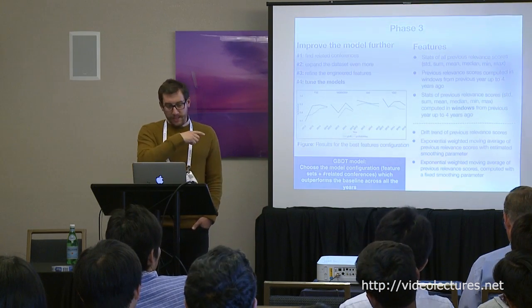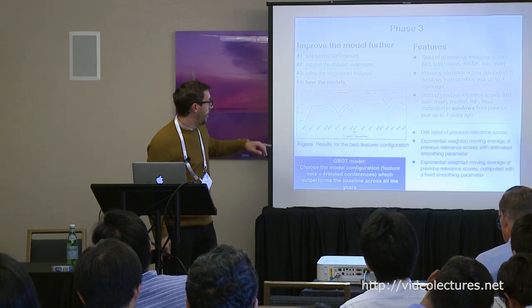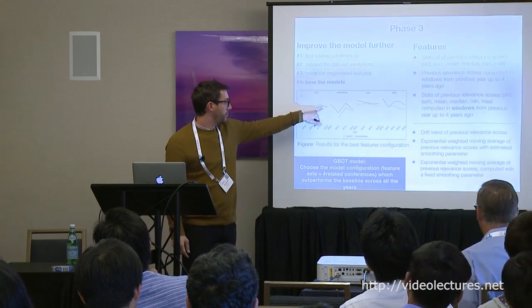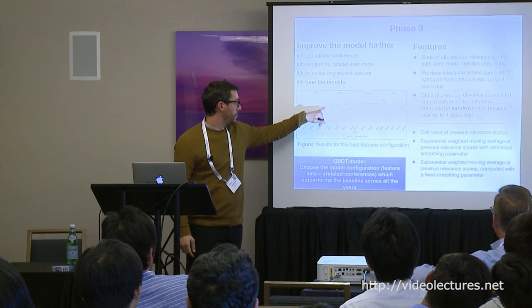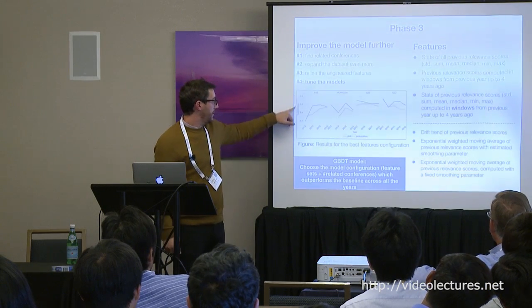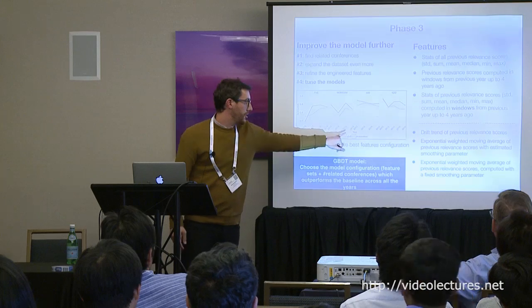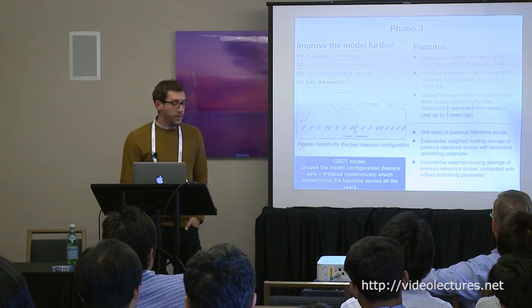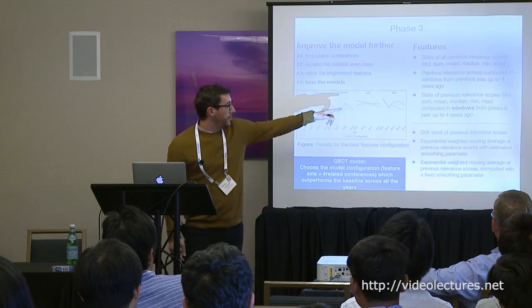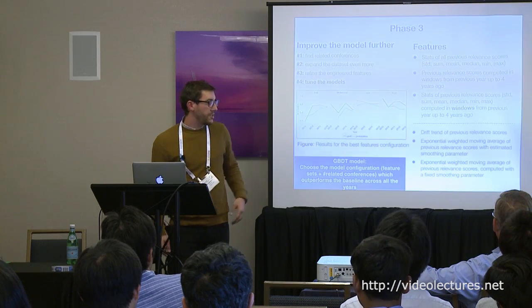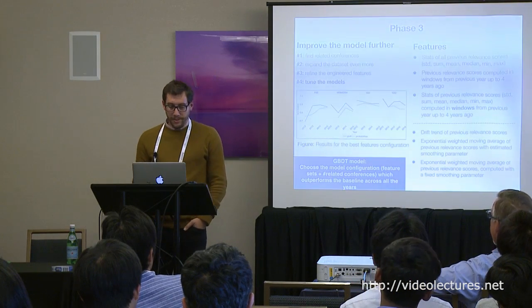So you can see that the solid line shows the results for the gradient boosted decision tree model, and this is the results for the baseline. This is NDCG 20, and these are the years on the x-axis. We also used the KDD data from 2016 to get an extra validation.